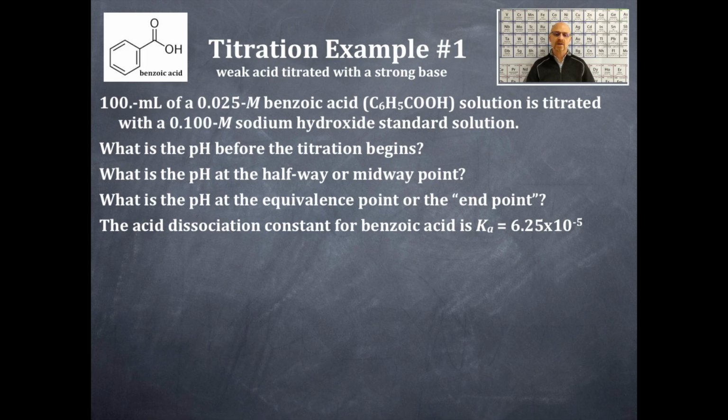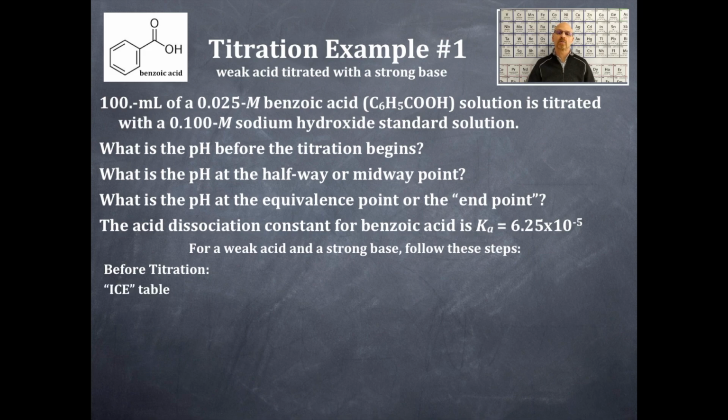Okay? All right, so here are the steps that we're going to be following for this pH titration. So number 1, before titration, we're going to be doing an ICE table. We haven't added any base, so we don't have to worry about the base. We're going to do just the benzoic acid and do an ICE table based solely on the benzoic acid. The next example is the halfway or the midway point.